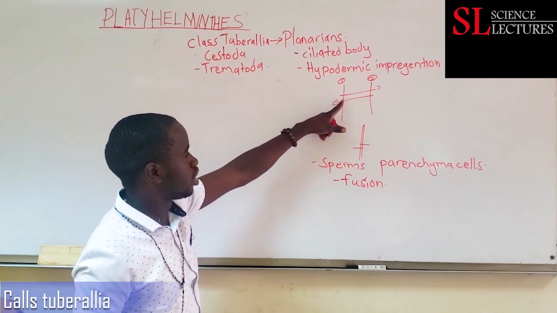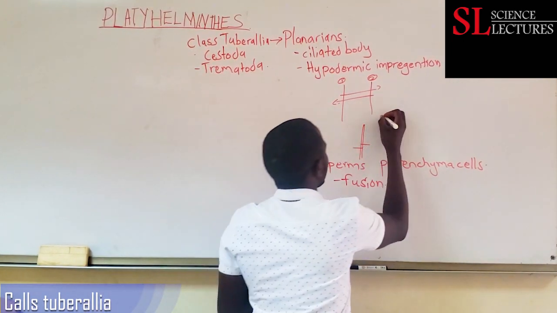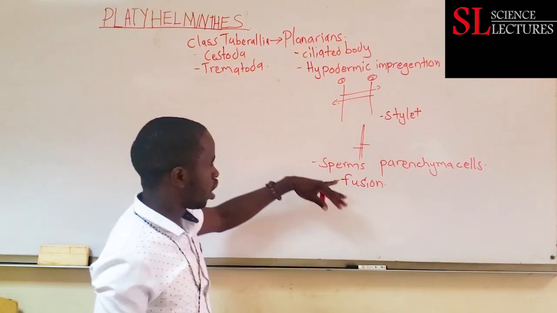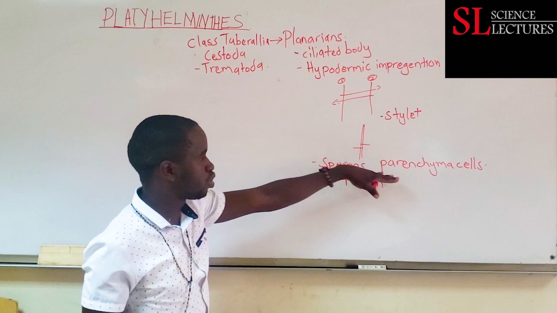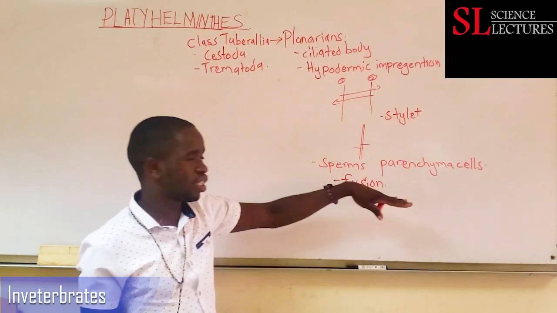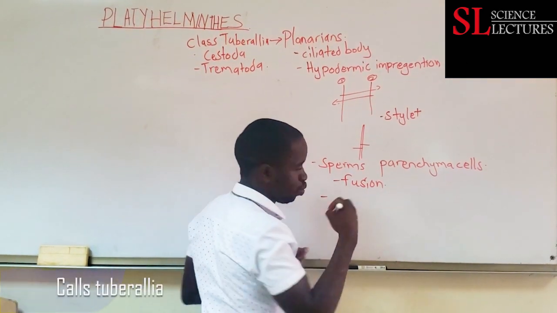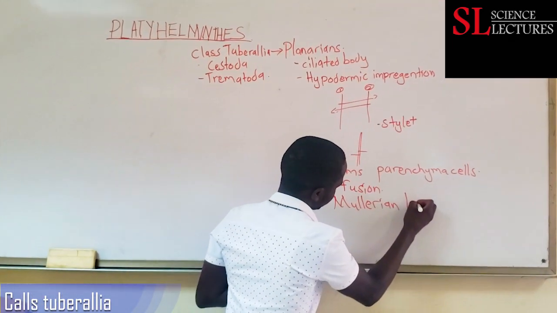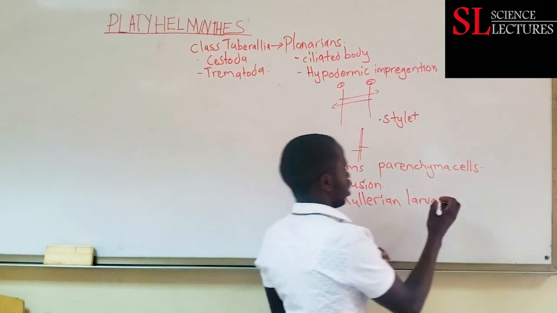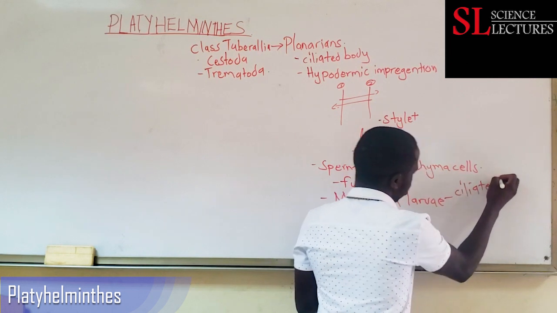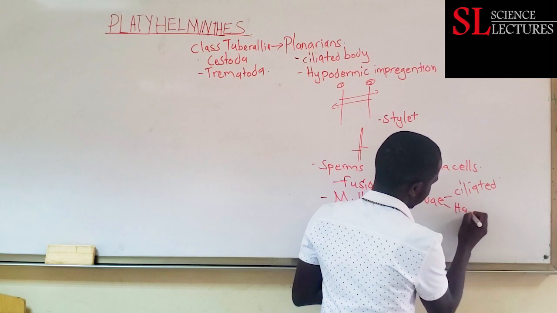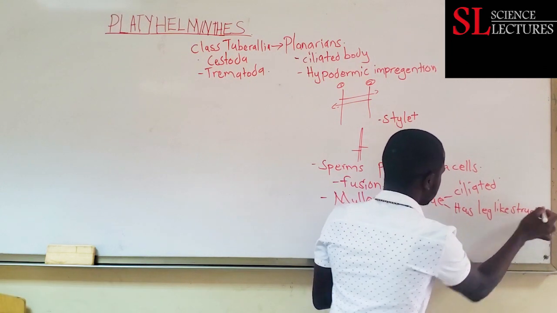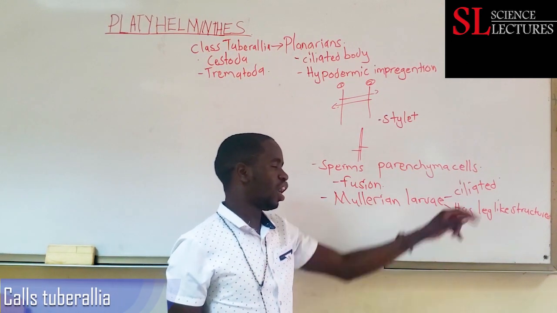However, where our gametes get excreted is what we call a stylet. So these organisms have a modified penis called a stylet. There will be release of sperms via the stylet, which will swim to the parenchyma cells. From the parenchyma cells, we shall have fusion. When there is fusion, there will be development of a larva, and that larva is called the Muller's larva. This Muller's larva is also ciliated. On top of that, it has leg-like structures. But as the organism continues growing, all these features are lost except for the cilia.